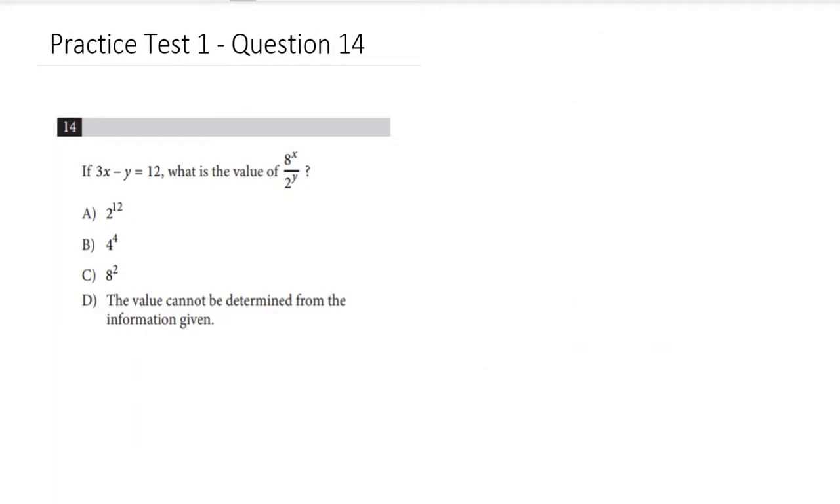Question 14. If 3x minus y is 12, what is the value of 8 to the x over 2 to the y? For this question, you have to know the exponent properties, or exponent rules, or exponent laws. So make sure you review exponent laws.